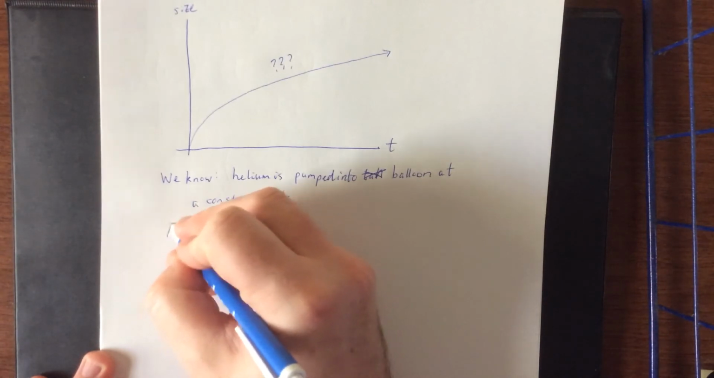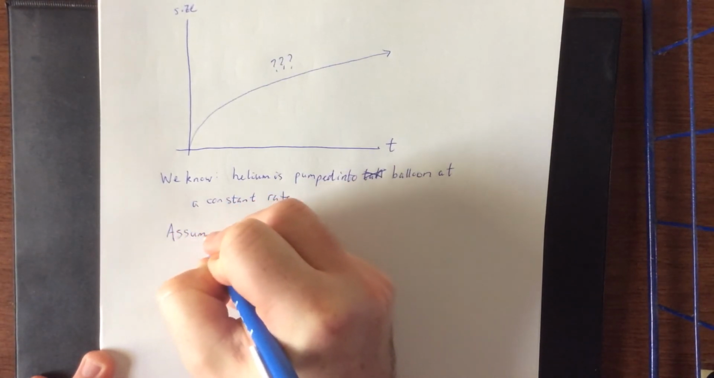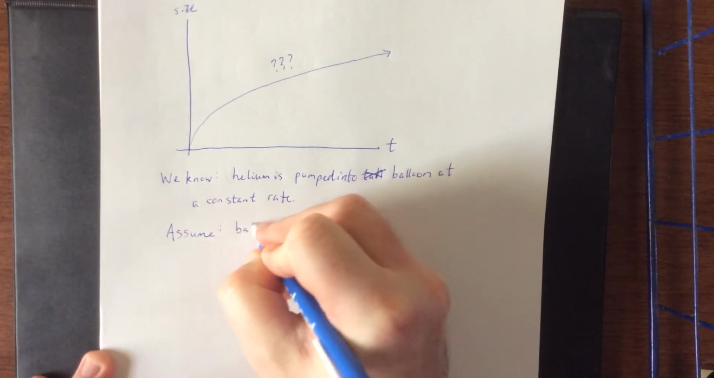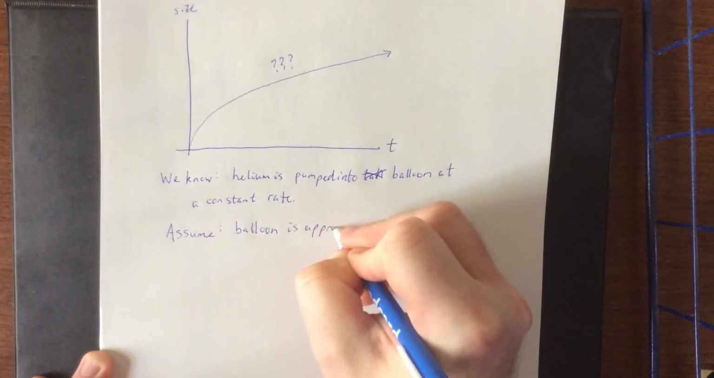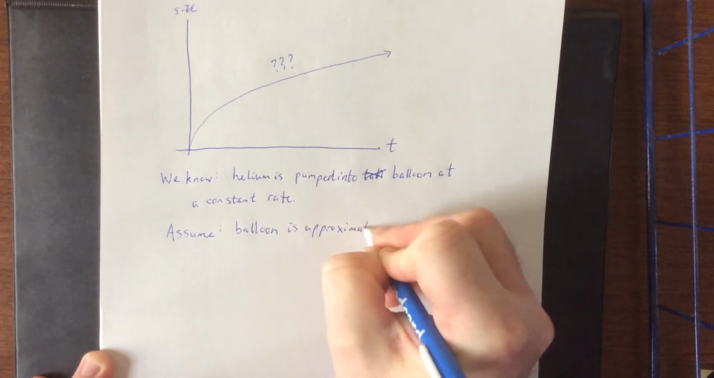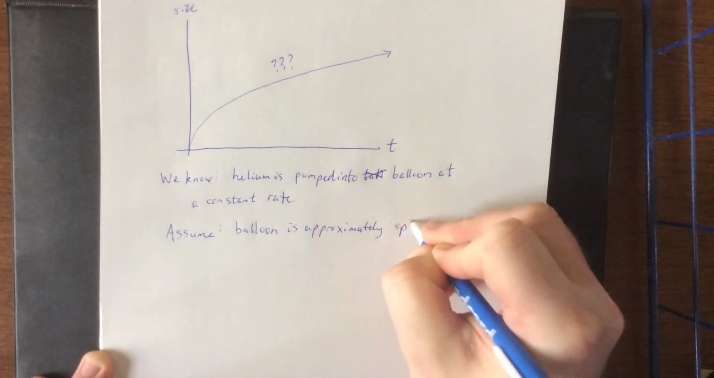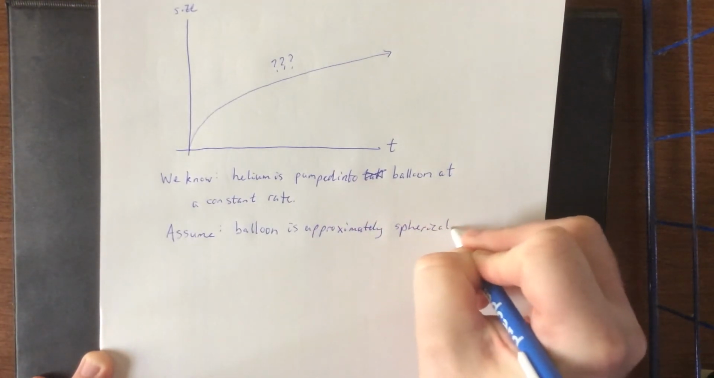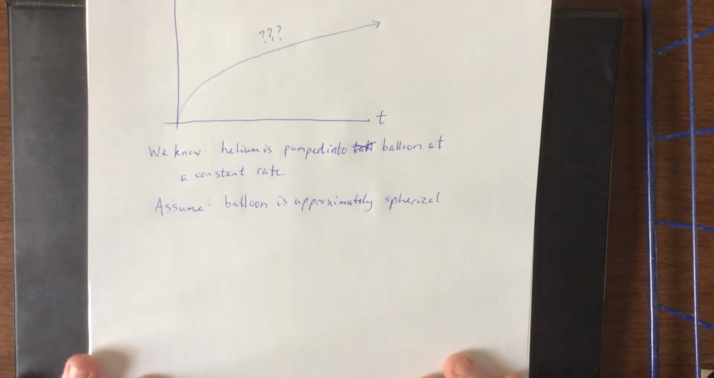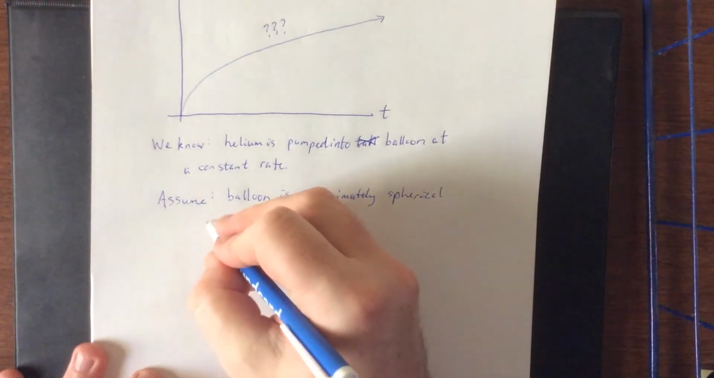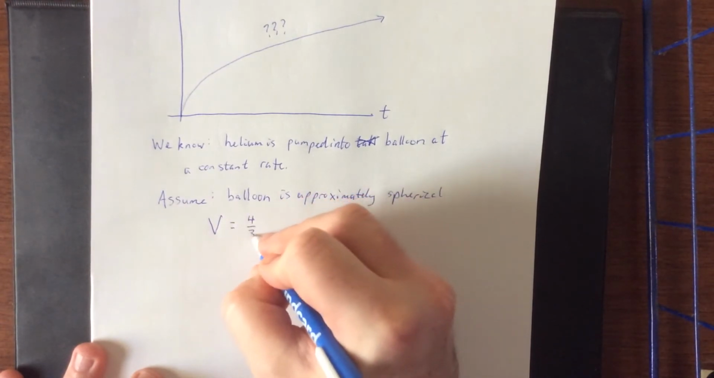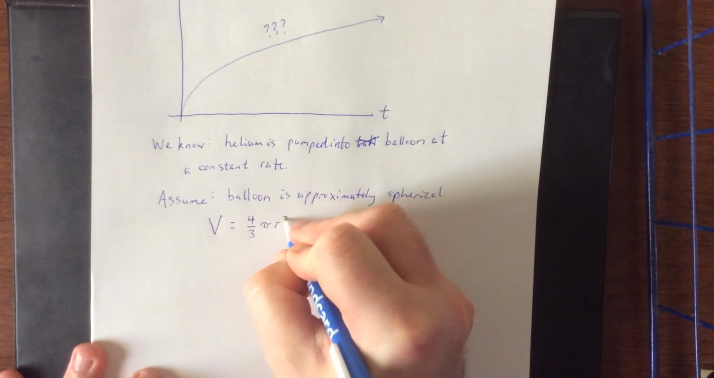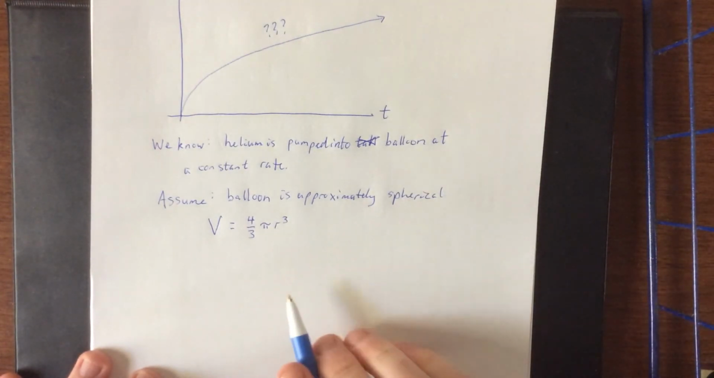So let's assume that the balloon is approximately spherical. Now, if we assume that the balloon is spherical, then the volume of said balloon is going to be equal to 4/3 pi r cubed. This is the volume of a sphere formula.